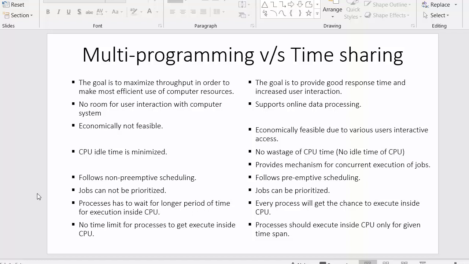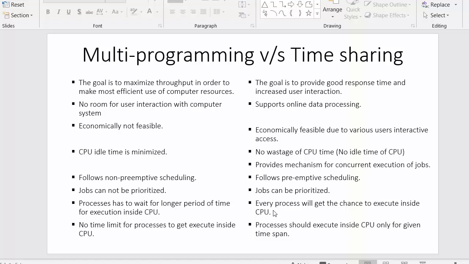Next, in multiprogramming system, processes have to wait for a longer period of time for execution inside the CPU. Since there is no concept of job prioritization, each and every job has to wait inside the main memory for its turn. Suppose there are 100 jobs, then all the 100 jobs have to wait in the main memory for their turn to get executed inside the CPU.